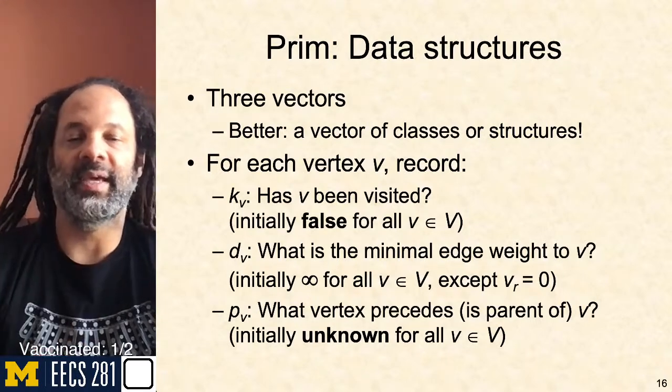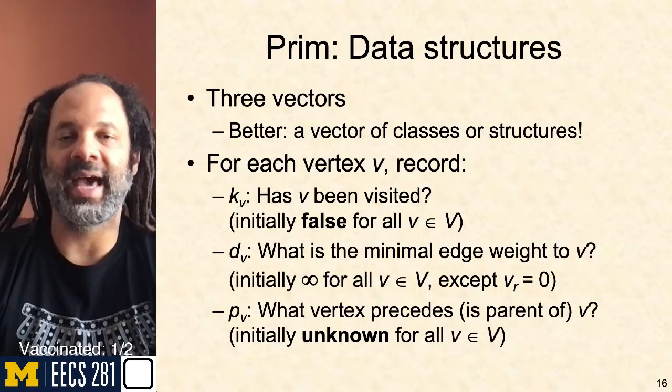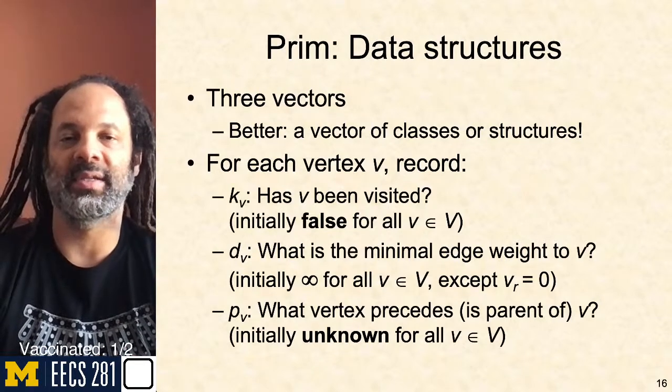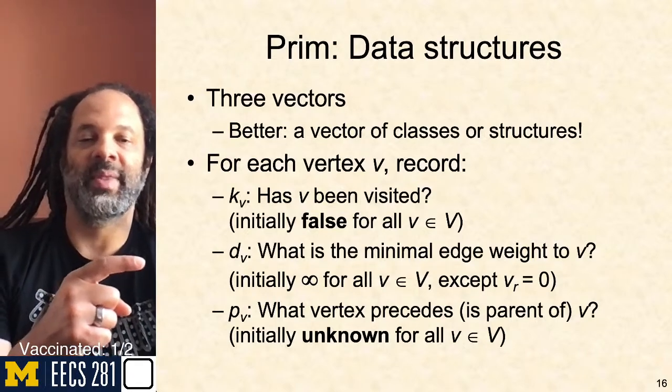Then there's d sub v, which is the distance. What is the length of the edge that connects this point to the tree? And we're going to keep trying to minimize that. That's where minimization is.